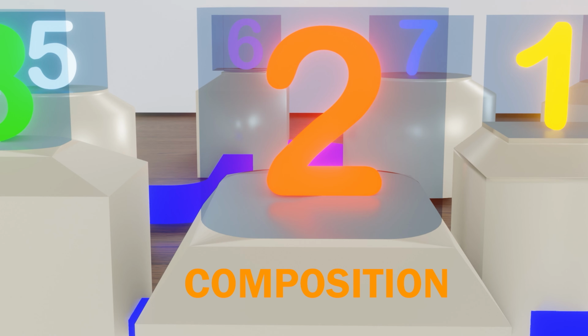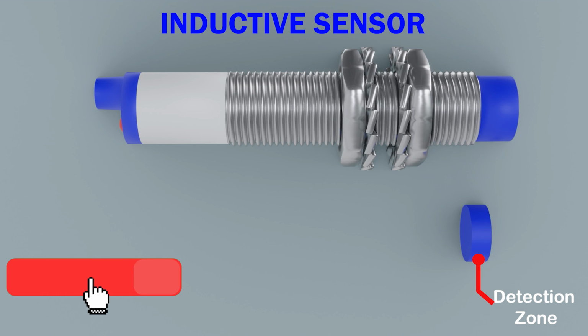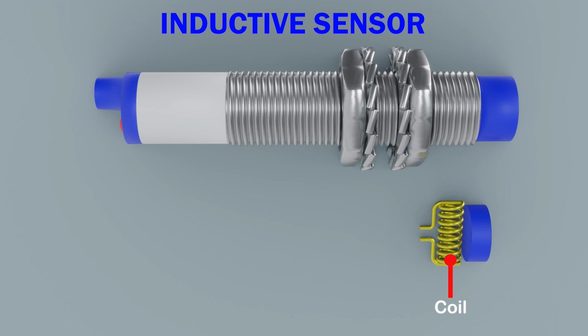Number 2. Composition. The inductive sensor is composed of: Detection zone. It is the area where the sensor detects the presence or absence of a ferrous or non-ferrous metal object. This zone is determined by the sensor's ability to detect changes in the magnetic field. Coil. It is the main component, since it is an inductor, which generates a magnetic field when an alternating electric current is applied. The presence of a metallic object alters this field, which changes the inductance in the coil.